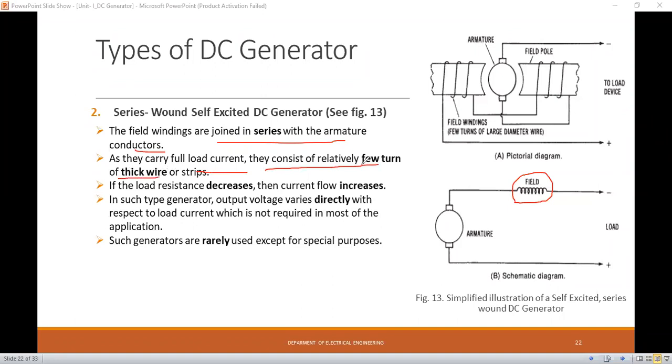This is the MCQ question. The series winding will consist of few turns of thick wire, or it may be strip. See, what is the current flowing through the field winding and what is the current flowing through the armature of the machine, whether it is same or different? Same, because it is series connection.